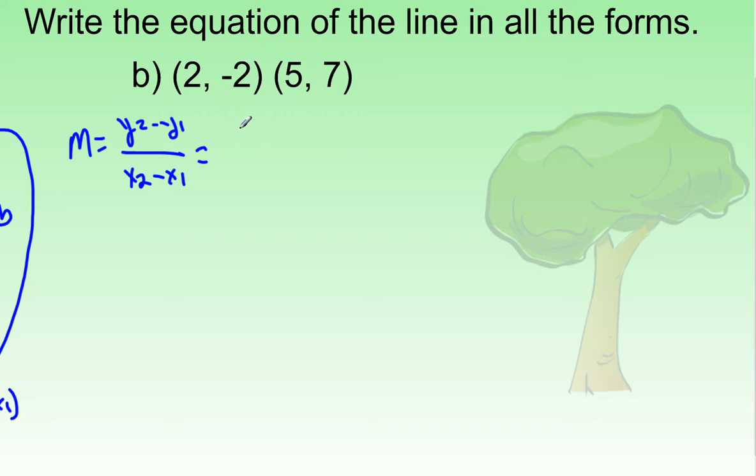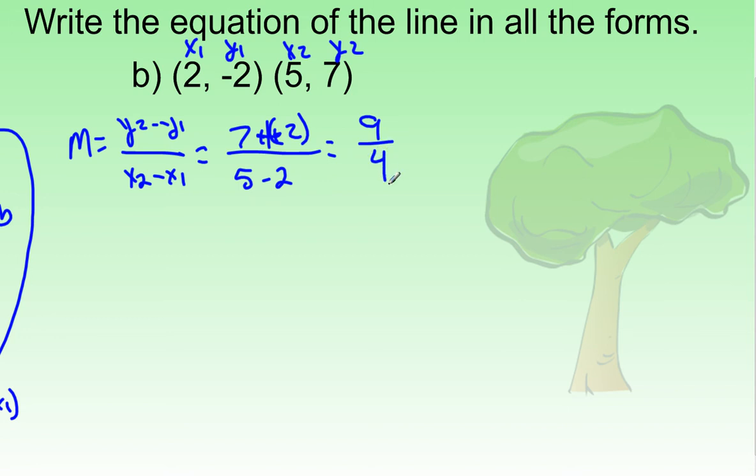Plug in what you know. Now, you do have to know where the stuff is, so you have to know that this is x1, y1, x2, y2. So 7 minus negative 2 over 5 minus 2 gives us, minus a negative is a plus, so that turns into 7 plus 2 is 9 over 4. He's not so pretty. Wait a second. 5 minus 2 is not 4. How about 3? That's prettier. So our slope is 3.